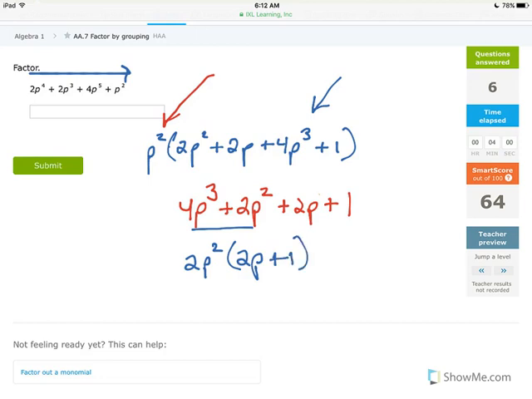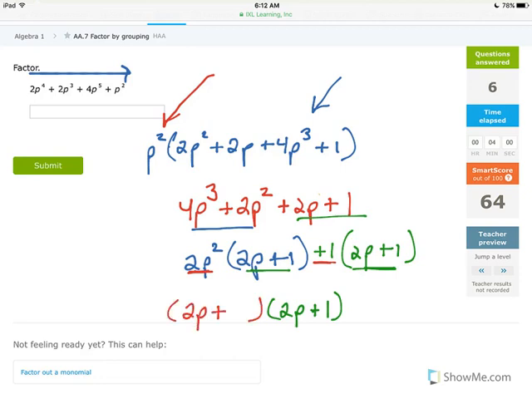And then if we look at our second group, there's really nothing common except for a factor of 1, so we can factor a 1 off. And you're going to be left with a 2p plus 1. So one of your factors is the 2p plus 1. The other factor is made up out of what we factored off, so another 2p plus 1.